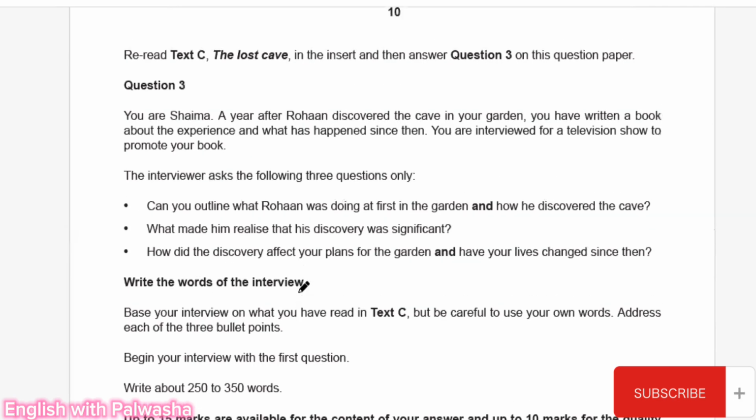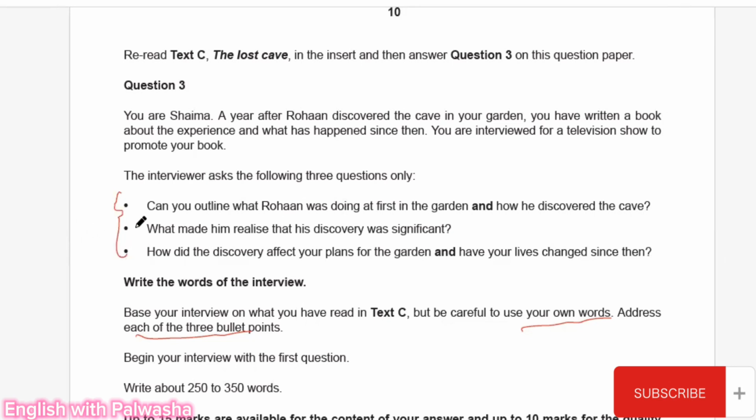All right, then comes the text, to see The Lost Cave in the insert, and then answer question number 3 on this question paper. So here you are going to get a text like this. Okay, you are Shaima. A year after Rohan discovered the cave in Yagan, there is going to be an extracted written piece from the text, and the interviewer asked the following 3 questions only. So you are going to answer these 3 questions and base your interview on what you have read in text C. You have to write it in your own words. Address each of the 3 bullet points. This is something very important.